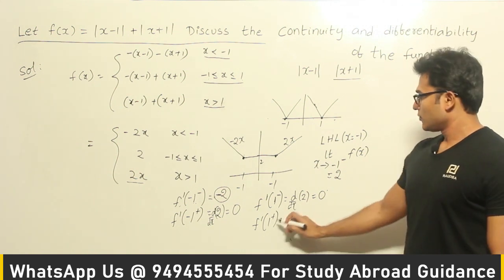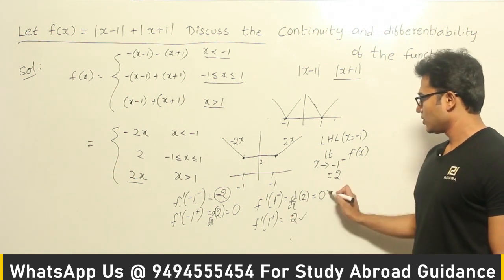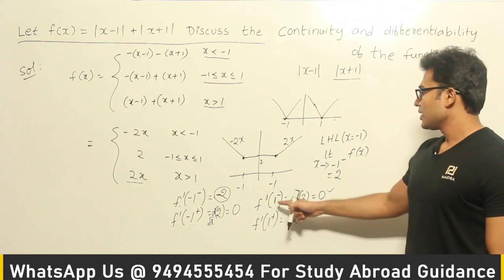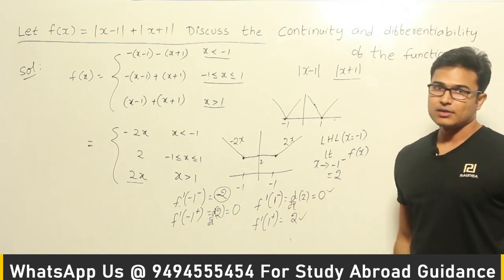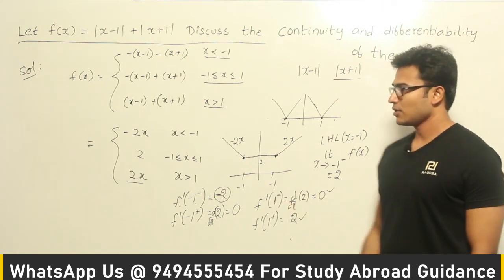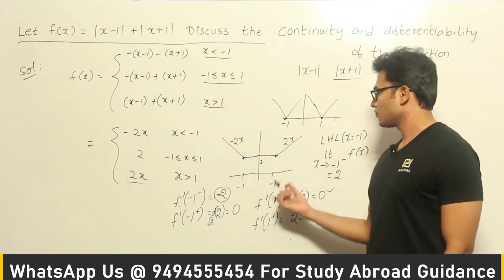Got it? So therefore we got 2 here and we got 0 here. So we can say that the left derivative is not equal to the right derivative, and so the function is not derivable at this point 1.